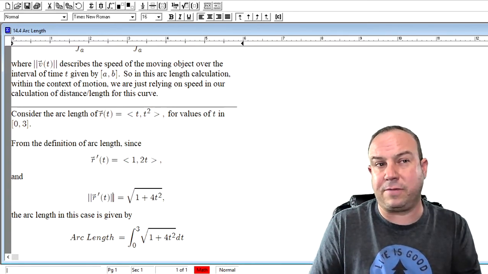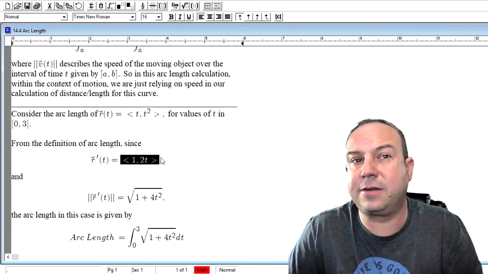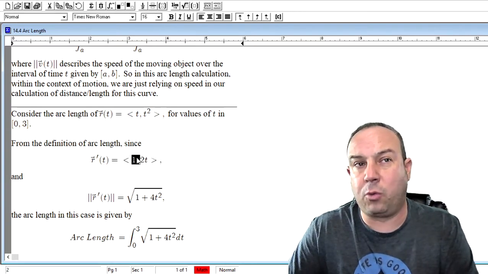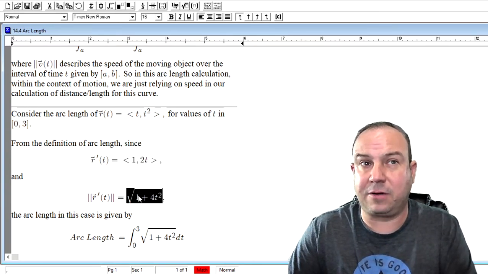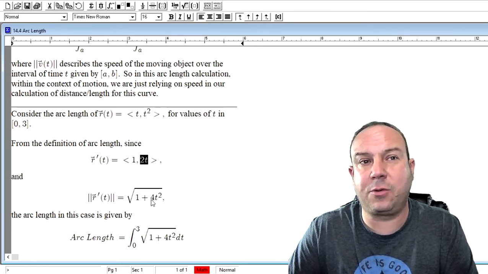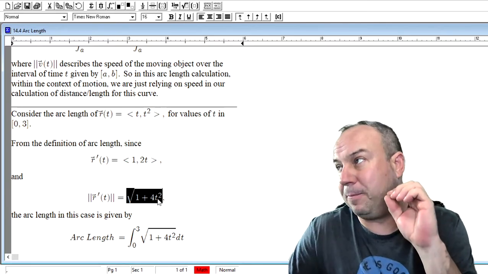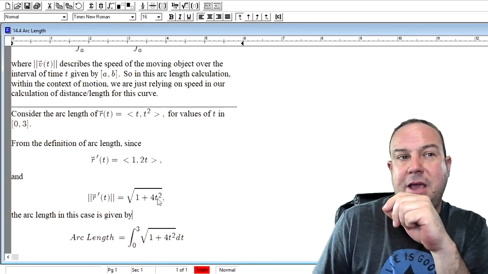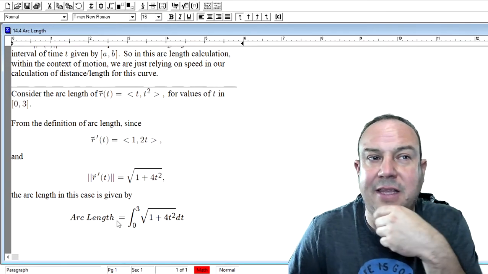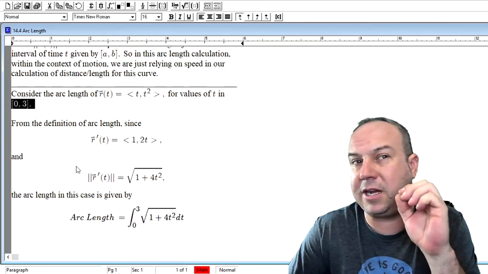The magnitude of r bar prime of t then is going to be given by the square root of this vector's components squared. So 1 squared is 1, 2t squared is 4t squared. We add those together and put them under a radical to calculate that magnitude. And thus the arc length in this case would be given by the integral from 0 to 3, the interval over which we're integrating.